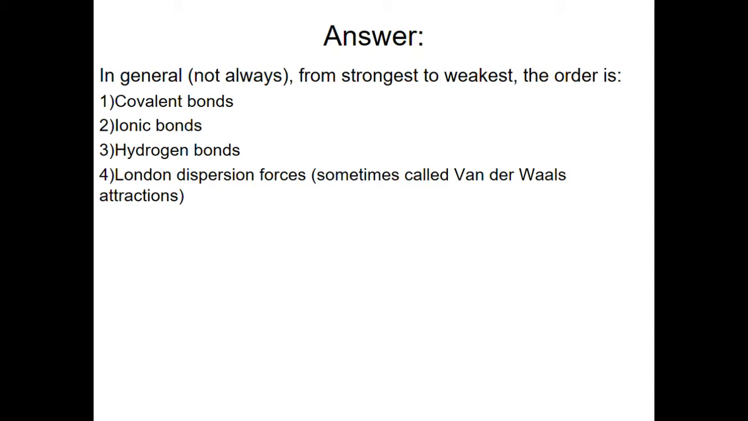So in general, not always, this is from strongest to weakest. So the order would be covalent bonds, ionic bonds, hydrogen bonds, and London dispersion. So that's going from strongest to weakest.